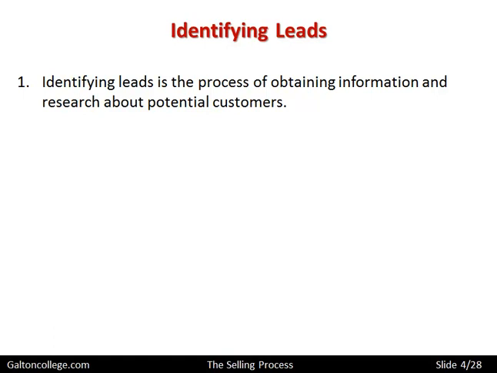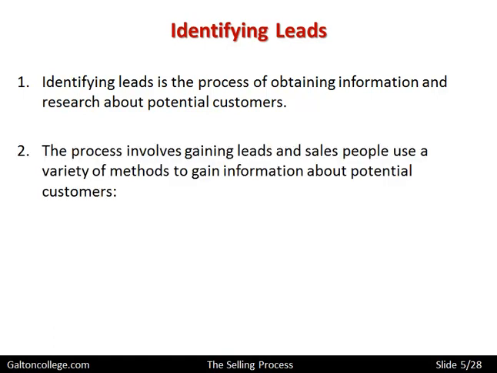purchase. And this may arise in different ways. The knowledge of the background may arise in different ways. It may be through referrals from a previous customer who's referred the customer to the salesperson, or it could be background information that's picked up from general discussions with the customer. So it's trying to identify leads, which identifies potential customers. The process involves gaining leads, and salespeople use a variety of methods to gain information about potential customers.